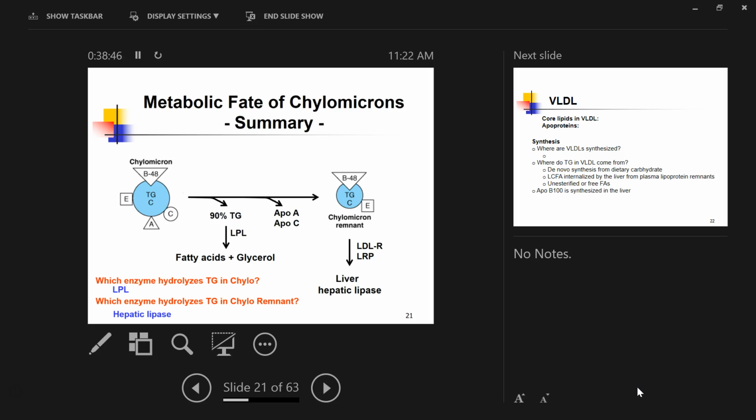Okay, now I think we finished the chylomicron. Any questions? Is that clear? So what is the function of chylomicron? Why do we need a chylomicron? Yeah, from the diet, basically, to carry triglyceride from small intestine to adipose tissue for storage. So which tissue synthesizes chylomicron? Small intestine.